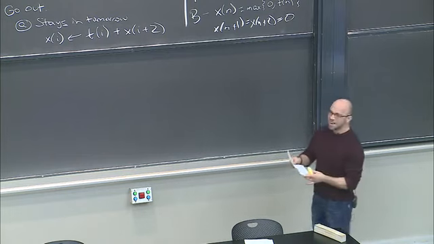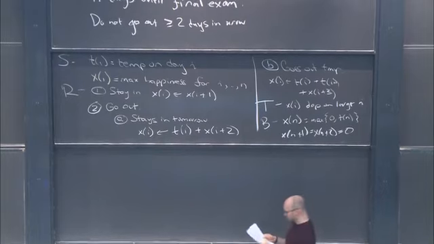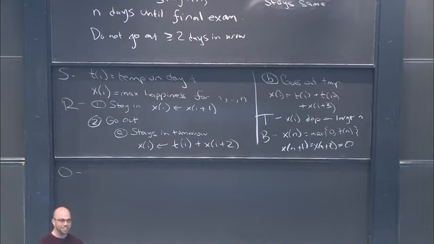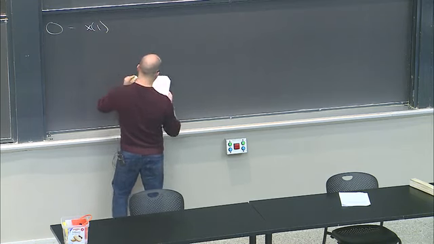Okay. Right, so now we need to do the O and the T. So what's our original problem? Well, remember that he wants to maximize his happiness starting on day 1. So our original problem is just x of 1.